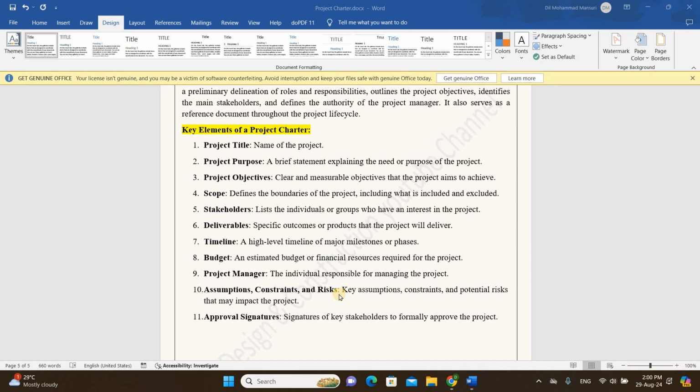Then approval signature. After preparing such a charter, we have to send it to the stakeholders or those who are involved in the project to get formal approval.